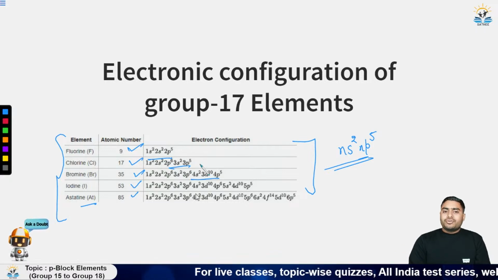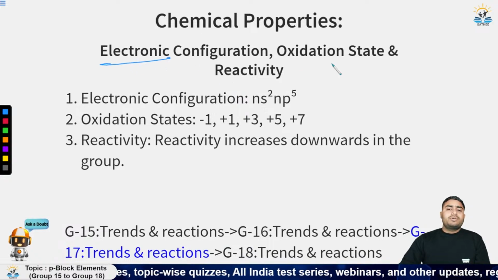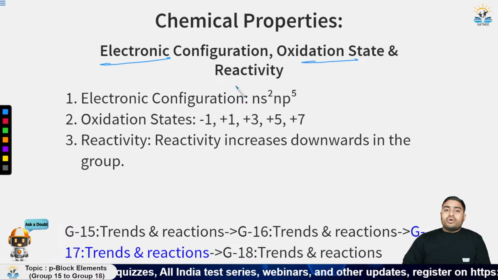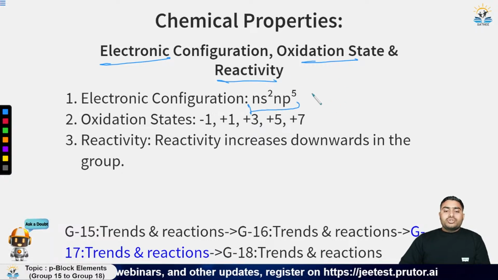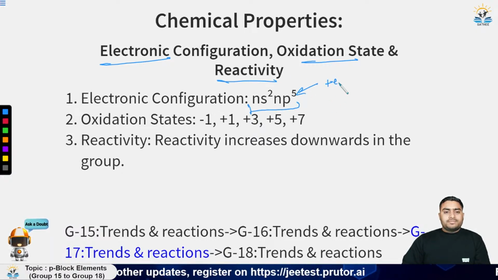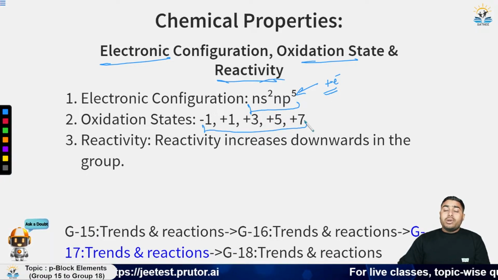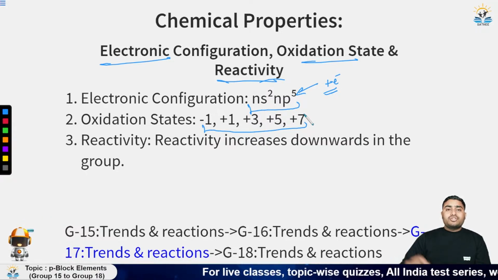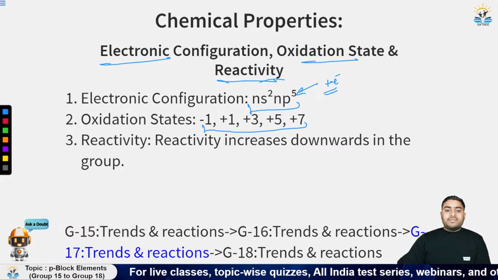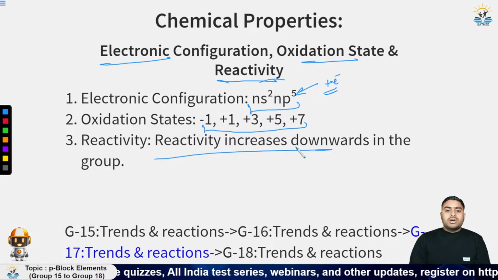So this is the electronic configuration of group 17, and in this, first of all, I want to discuss electronic configuration, oxidation state and reactivity. Electronic configuration general is ns2 np5. So it can accept 1 electron, and it can lose 7 electrons. So -1 to +7 it can go. The variation of oxidation state is in the range of -1 to +7. Reactivity increases downwards in a particular group. If you are moving top to bottom in halogens, fluorine to astatine, reactivity will increase.